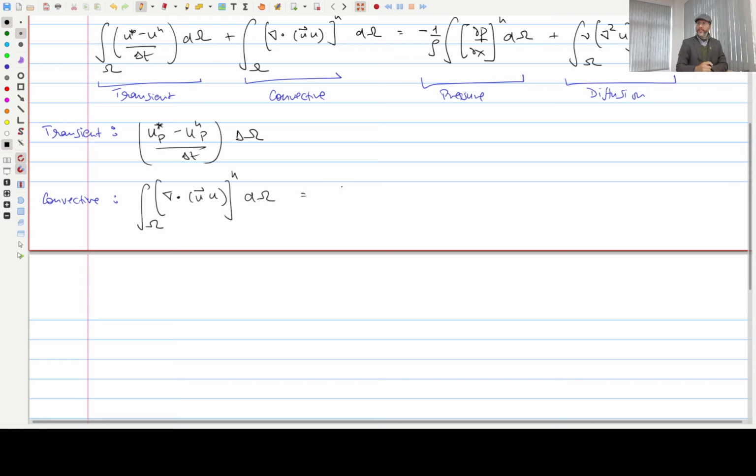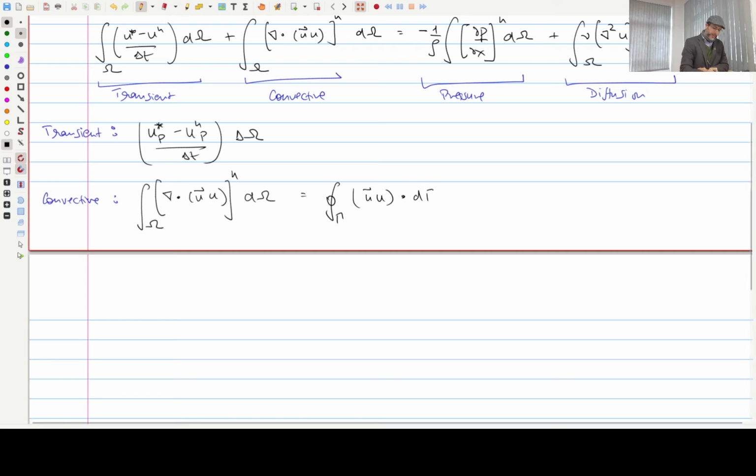Now we can use the Gauss divergence theorem, which says the divergence of a quantity integrated over a volume is equal to the integral of the quantity dotted with an area element, integrated over the complete enclosing area of the volume.